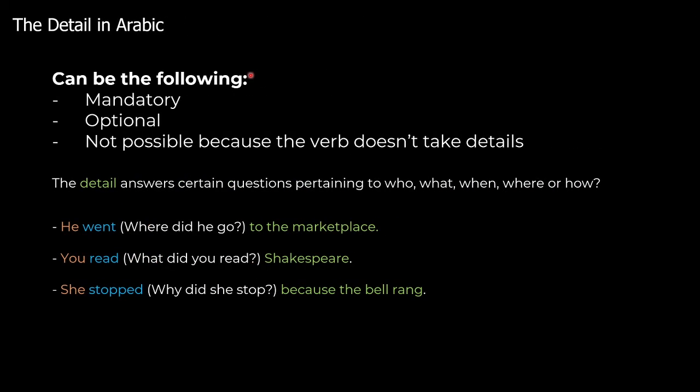Okay, so the detail, which is the maf'ul, depending on the verb, can either be mandatory, optional, or not possible because the verb doesn't take details. And the detail basically answers certain questions pertaining to who, what, when, where, why, or how. So, for example, you have he went. So, where did he go? To the marketplace. This will be your detail. Or you read.